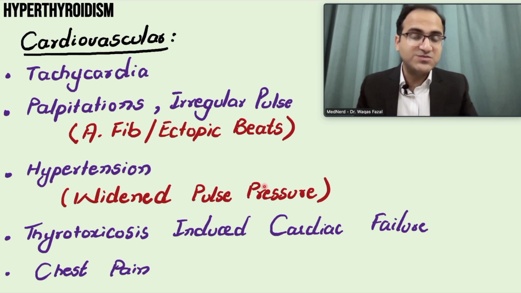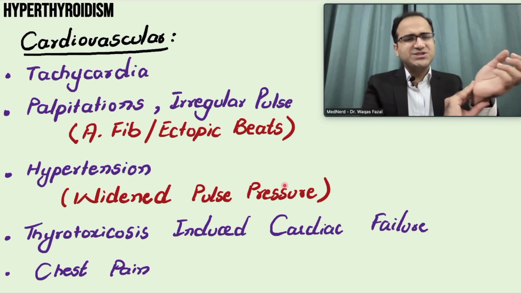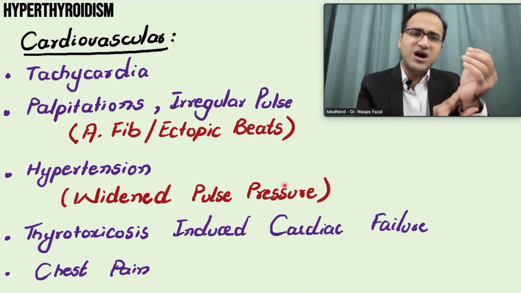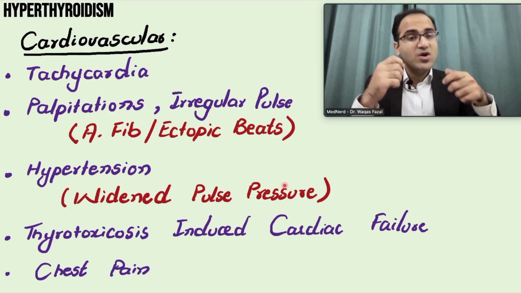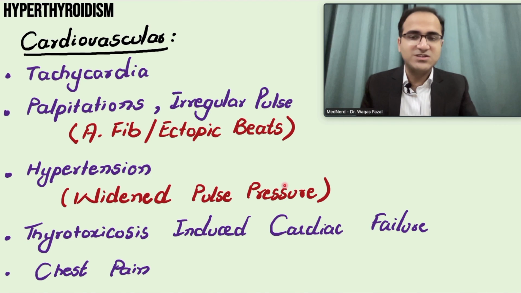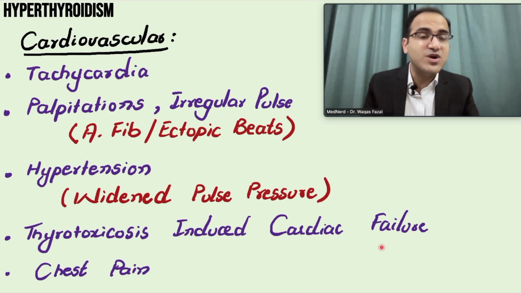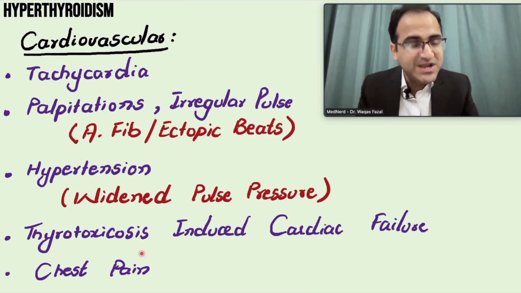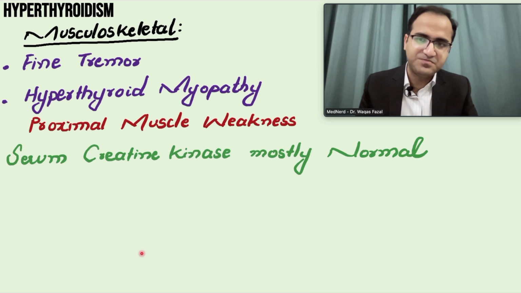Hypertension, widened pulse pressure, bounding pulse in these patients, high volume pulse. You will see a high volume pulse in these patients, and when you check the blood pressure, the systolic pressures will be high. There will be a wide pulse pressure. Thyrotoxicosis induced cardiopathy. In the later stages, they would go into heart failure, chest pain due to overworked heart.